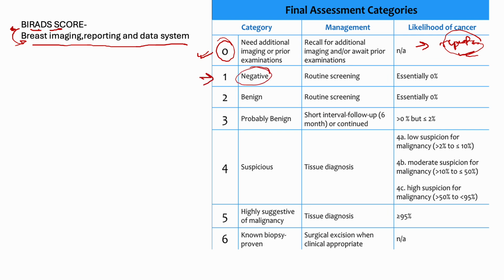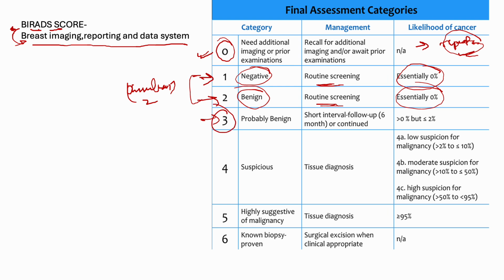First is negative. Negative means routine screening. Essentially there is 0% risk of cancer. Negative means there is no breast lump or no suspicion of malignancy. Second is for benign breast lesions. Routine annual screening, 0% risk of CA breast. Third, category 3, is probably benign, where there is less than 2% chance of malignancy. Here, because there is less than 2% chance of malignancy, you need a short interval follow-up, 6 monthly follow-up. These two were for 1 year. This is for 6 months.